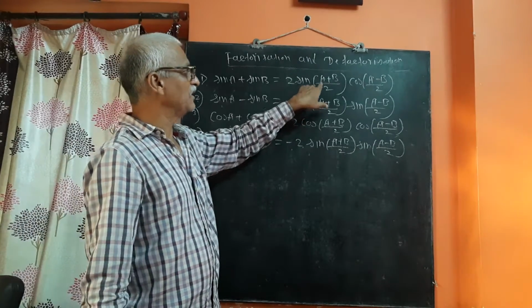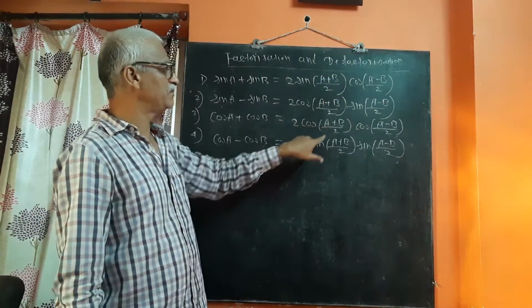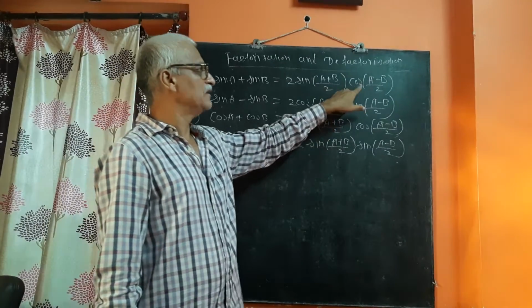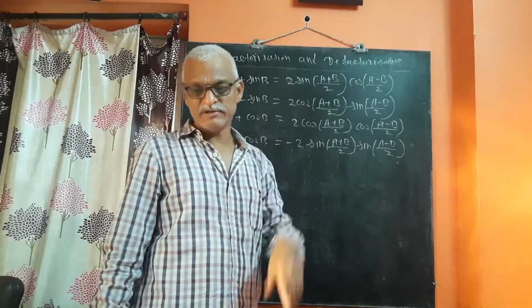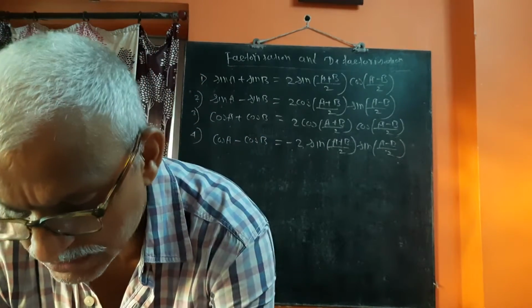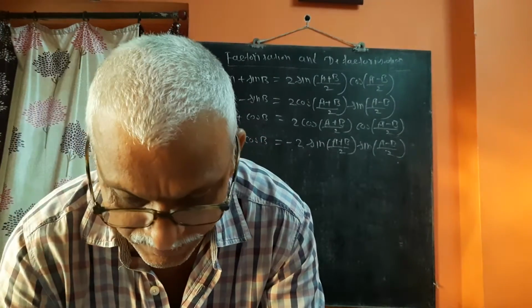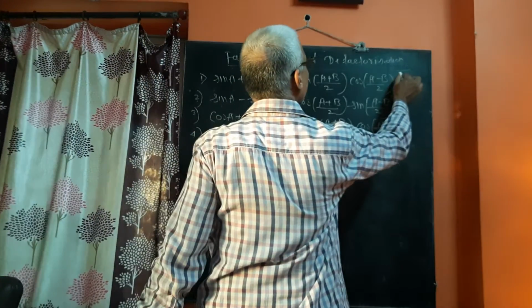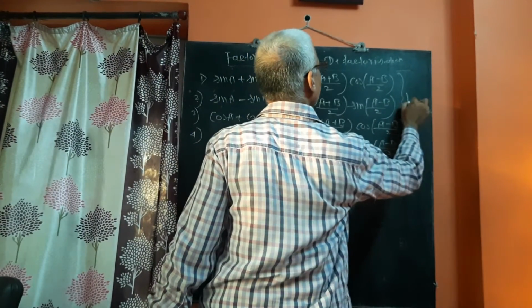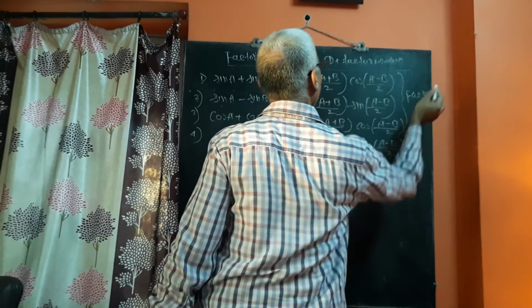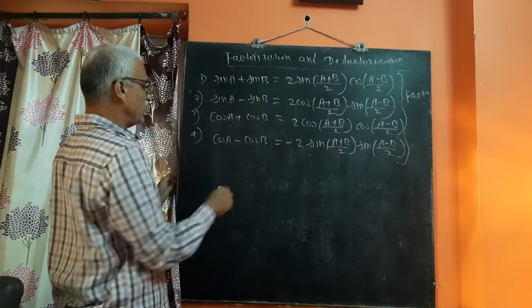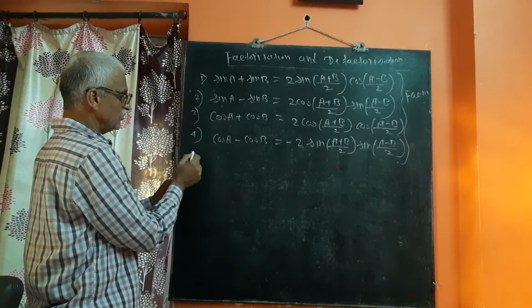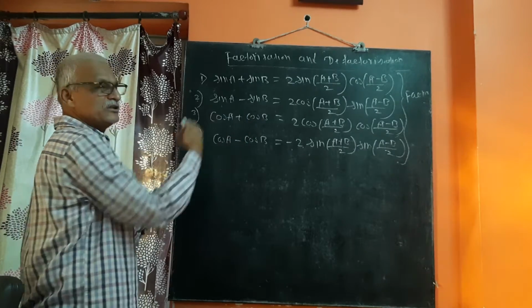The angles are the same: (A plus B) by 2, (A plus B) by 2, (A plus B) by 2, and here also (A plus B) by 2. The second term angle is (A minus B) by 2 in all 4 formulas. These 4 are factorization. Now, the defactorization first formula is exactly opposite to this one.